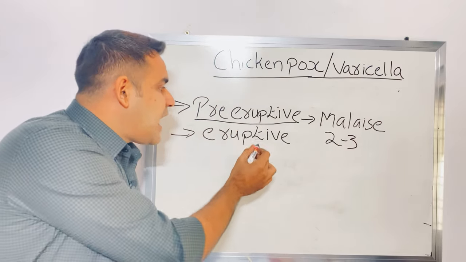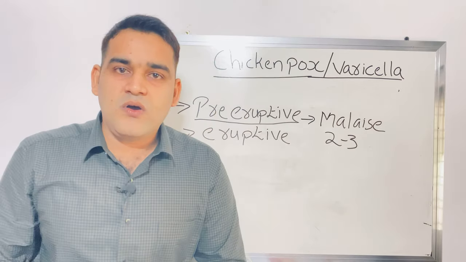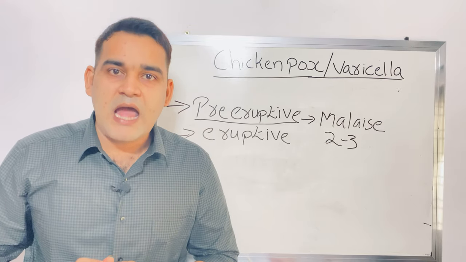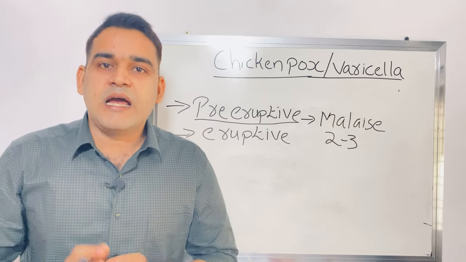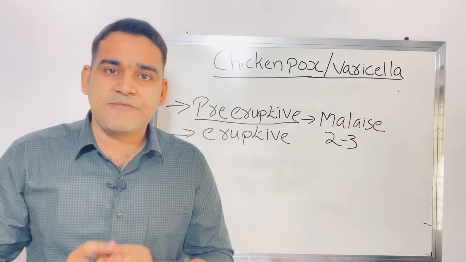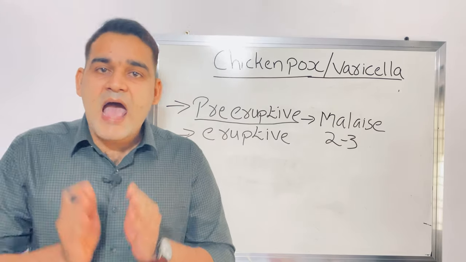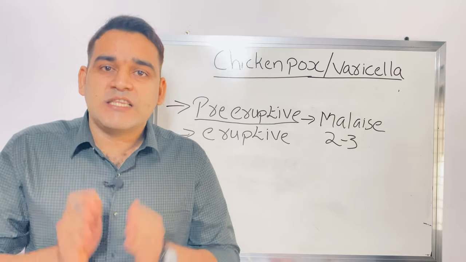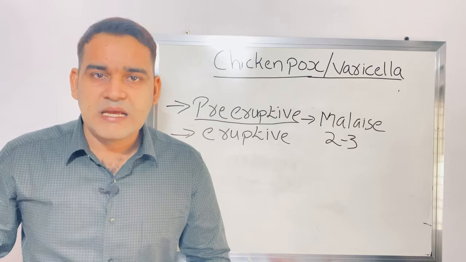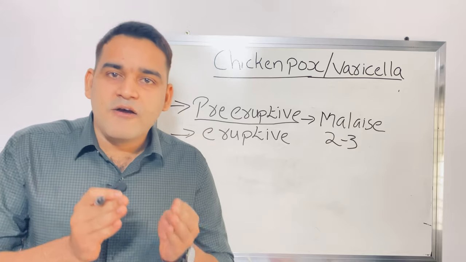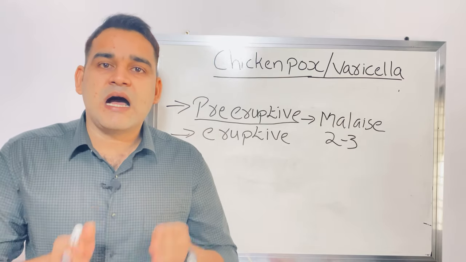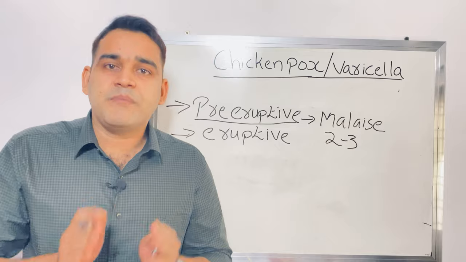But the eruptive stage is after the occurrence of the rashes. The rashes will first start in the trunk, that is in the body part, and it is mostly affected there. Then it will affect the arms, legs and the face, but these are less affected compared to the body part. Usually the rashes are not seen in the palm of the hand as well as the sole.